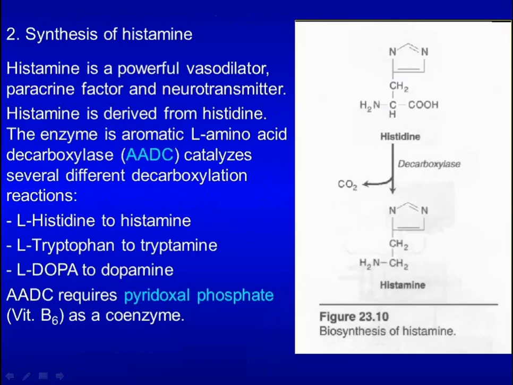Histamine is a powerful vasodilator, paracrine factor, and neurotransmitter. This is histamine. It is derived from histidine through decarboxylation. This reaction is catalyzed by aromatic L-amino acid decarboxylase, or AADC. AADC also catalyzes several other decarboxylation reactions, such as L-tryptophan to tryptamine, L-dopa to dopamine. AADC requires pyridoxal phosphate as a coenzyme.